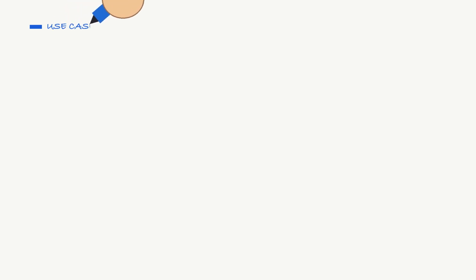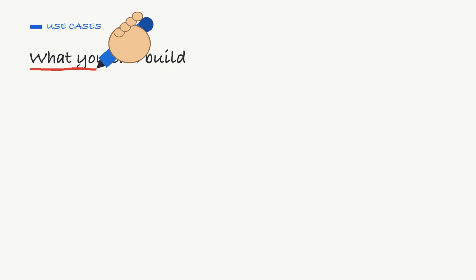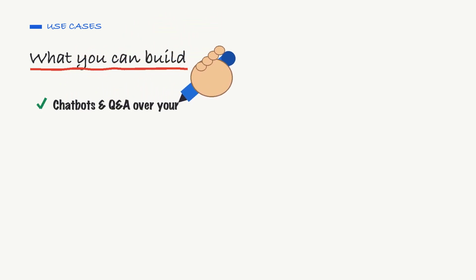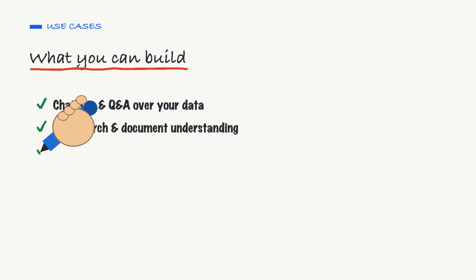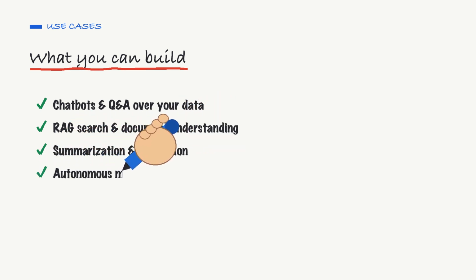So what do teams actually build with it? A huge range. Chatbots and question answering over your own data, RAG-powered search, document understanding, summarization, and data extraction, and increasingly, autonomous multi-agent workflows. Orchestration is the connective tissue behind most serious generative AI applications you use today.